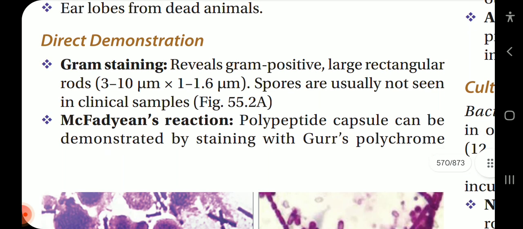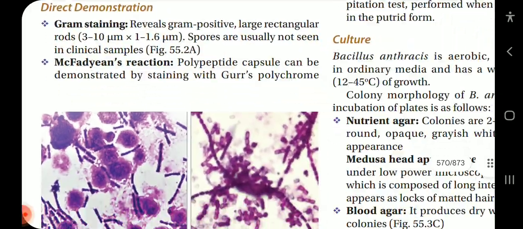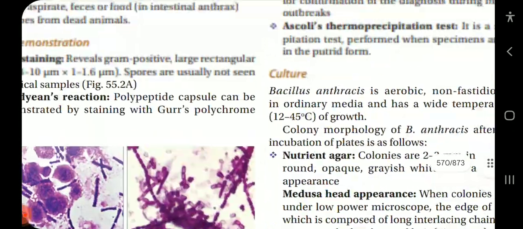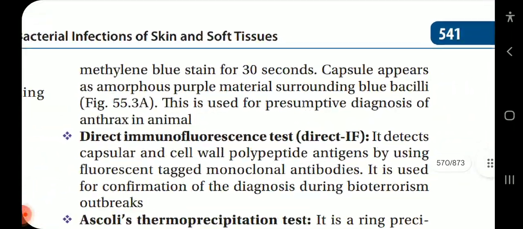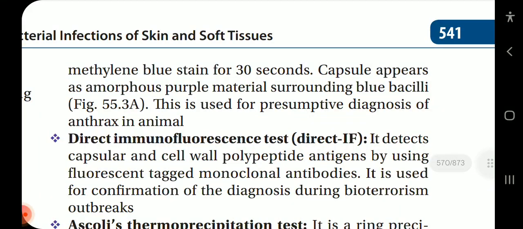Direct demonstration: gram staining reveals gram-positive large rectangular rods, 3 to 10 micrometers by 1 to 1.6 micrometers. Spores are usually not seen in clinical samples. McFadden's reaction: the polypeptide capsule can be demonstrated by staining with Gers polychrome methylene blue stain for 30 seconds. The capsule appears as amorphous purple material surrounding the blue bacilli. This is used for presumptive diagnosis of anthrax in animals.